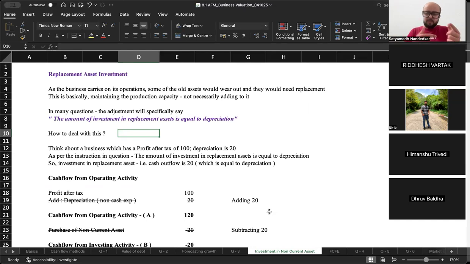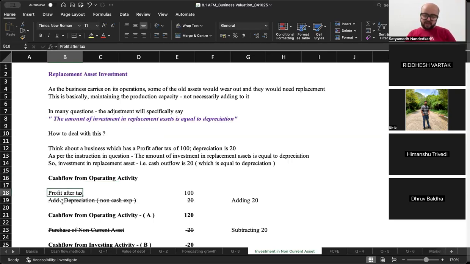See, many times, in 99% of the cases, the question will give you an instruction. What is that instruction? The amount of investment in replacement assets is equal to depreciation. This will be given. Now, when this is given, let's think of a scenario. Think about a business which has a profit after tax of 100, depreciation is 20. Now, as per the instruction in question, the amount of investment in replacement assets is equal to depreciation. So, if depreciation is 20, investment in replacement assets is also 20.